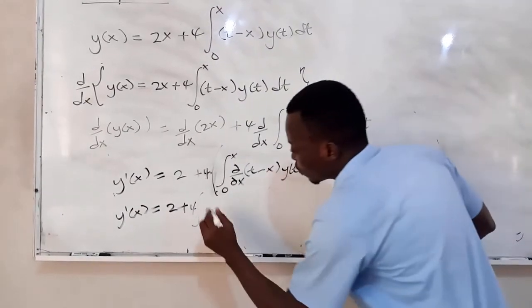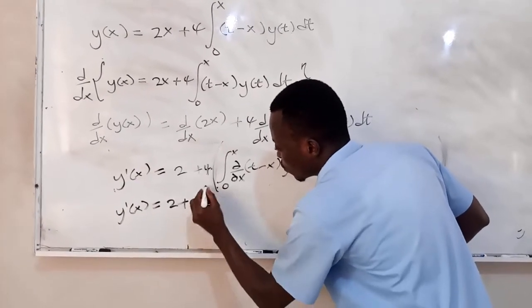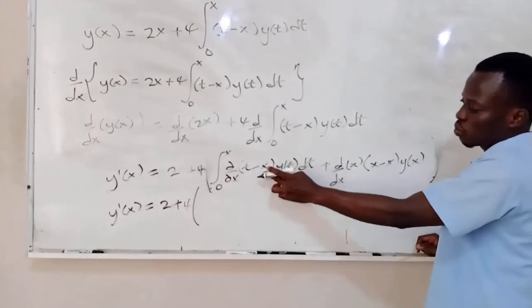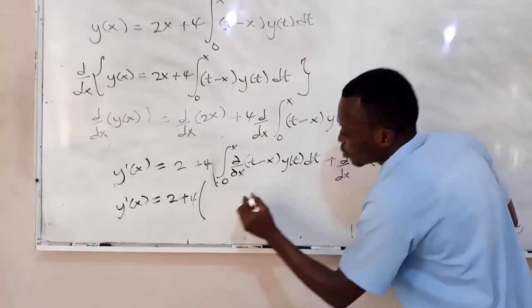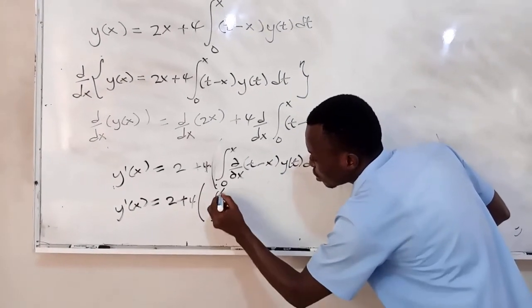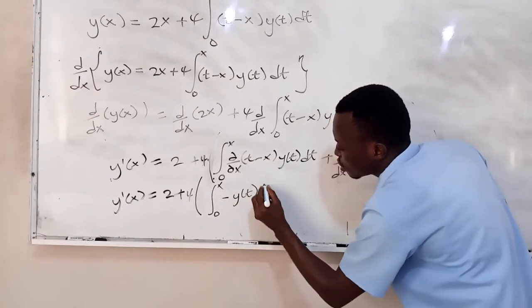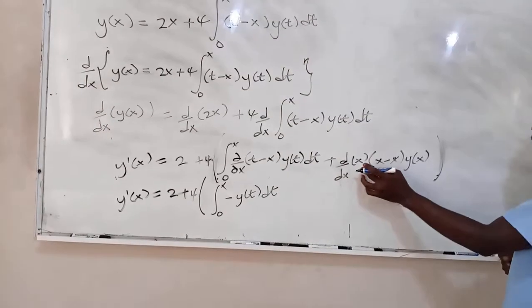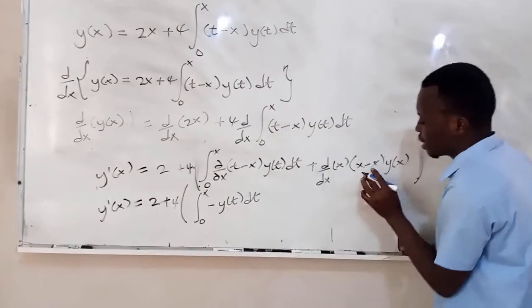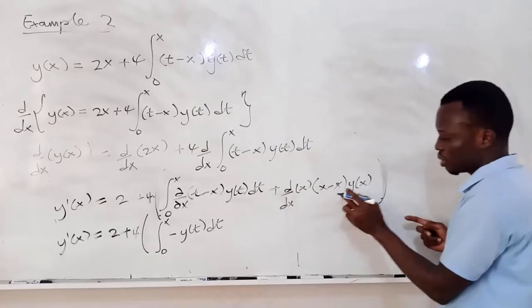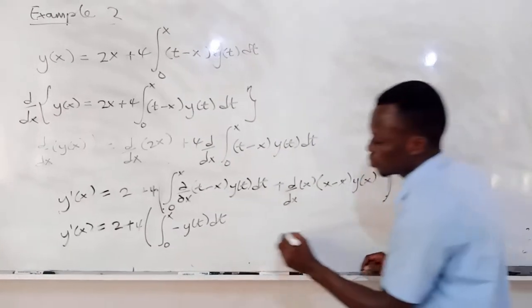So we're going to have 4 into bracket. If we differentiate here with respect to s, we're going to get minus 1. So here becomes negative integral from 0 to s of y of t dt. If we differentiate, you're going to get s. You're going to get s minus s, which is the same as 0. So all this term is off.